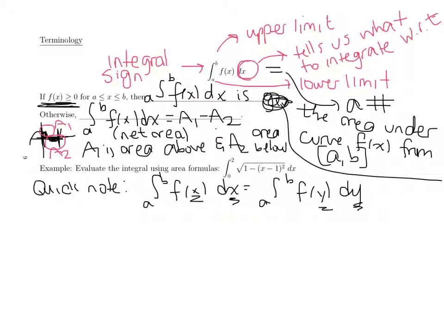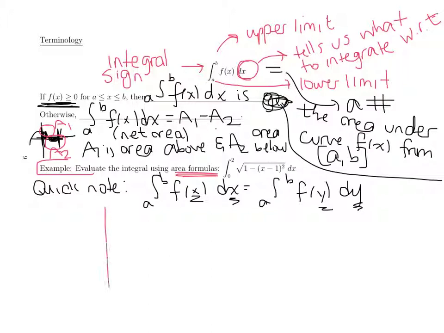So now we're going to look at this particular example. We'll do it in red to distinguish it from our little note that we made that doesn't necessarily have to do with this particular example. But we're going to find the integral of this, from 0 to 2, of this particular square root function using area formulas. So that's all we're talking about in this section, is area.